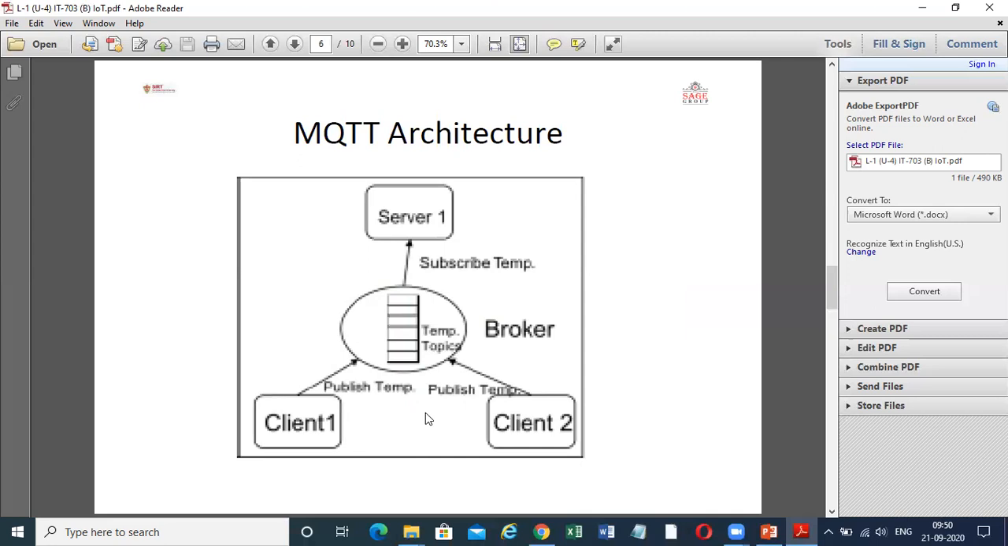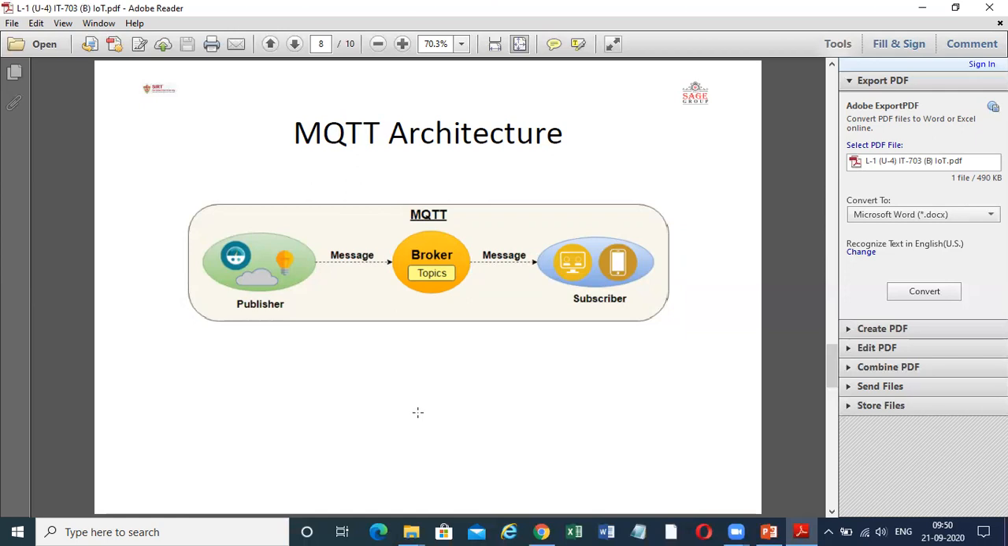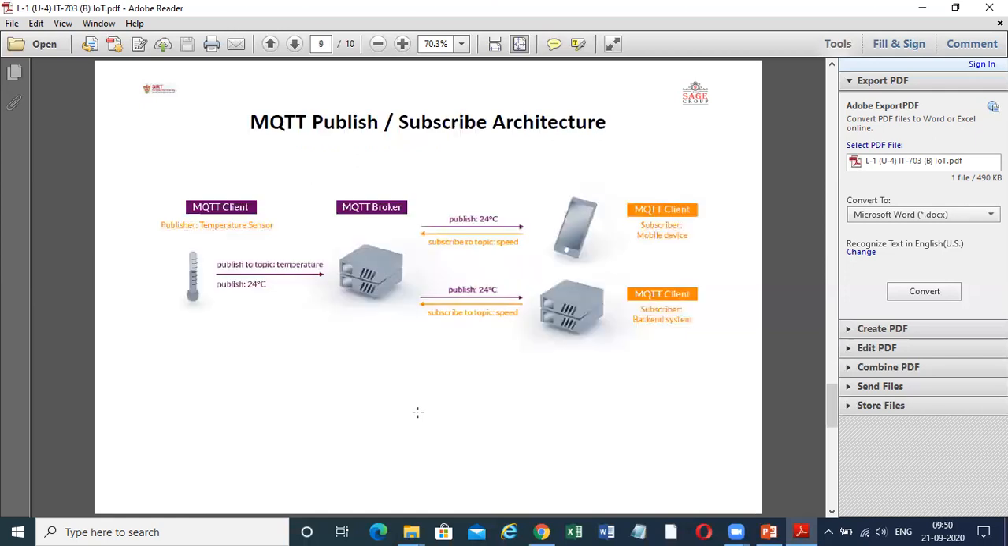My aim is to clarify the MQTT architecture in a simplified way. It depends upon you which figure of the MQTT architecture will impress you. First it was the publisher, broker, and subscriber. Third is the MQTT client, and here is the MQTT broker. Now see here, the MQTT client, the publisher, is the temperature sensor. The publisher, who will publish the data, is the temperature sensor. It publishes to the topic temperature, right? And publishes 24 degrees Celsius.